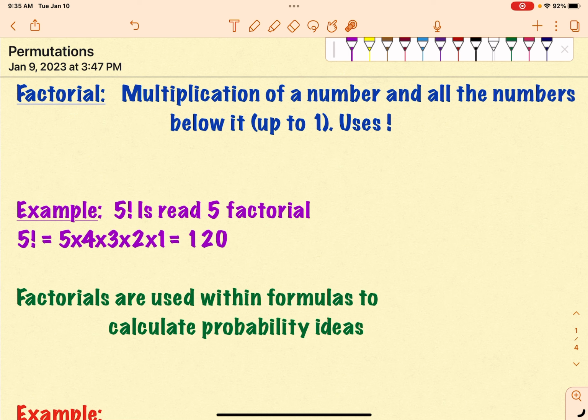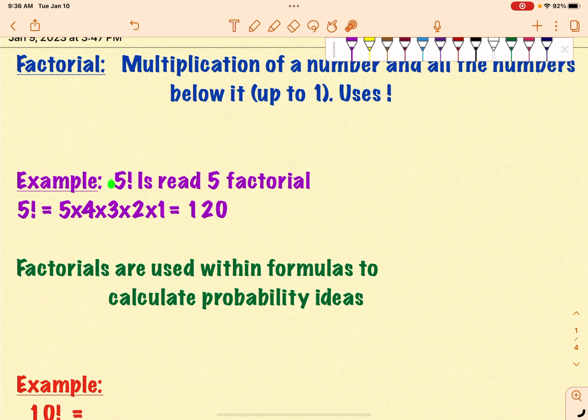One thing to remember is you can always identify it by the fact that it has an exclamation point with it, which is very different from math. So if I have 5 and then the exclamation point, it's read as 5 factorial. And 5 factorial is I start with the number 5 and I multiply it by every whole number that comes after it up to 1. So 5, 4, 3, 2, 1. So that factorial equals 120.